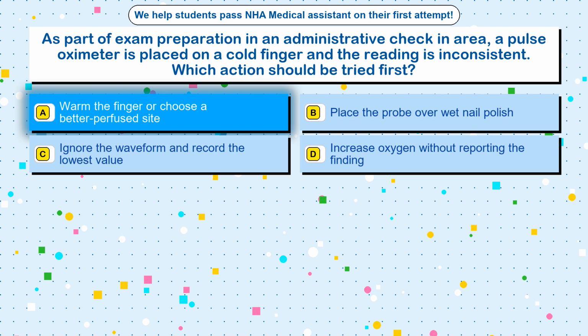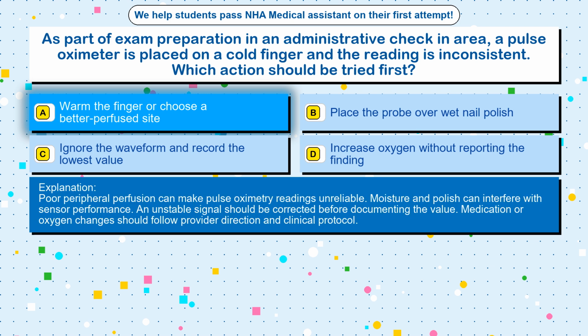The correct answer is option A. Warm the finger or choose a better perfused site. Poor peripheral perfusion can make pulse oximetry readings unreliable. Moisture and polish can interfere with sensor performance. An unstable signal should be corrected before documenting the value. Medication or oxygen changes should follow provider direction and clinical protocol.